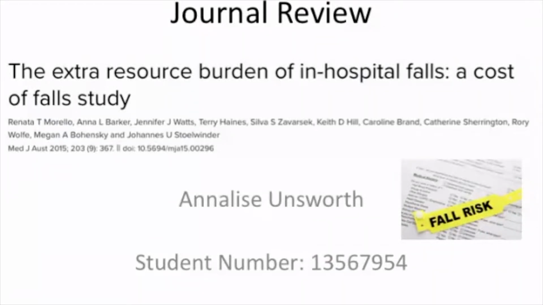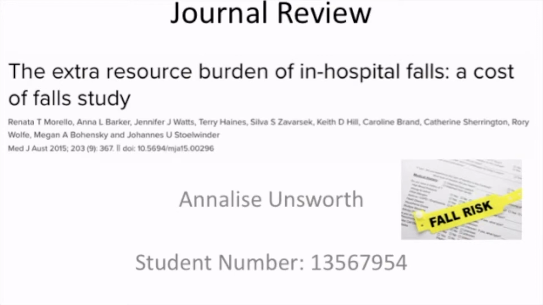This presentation will explore the study from the Medical Journal of Australia published in 2015, titled The Extra Resource Burden of In-Hospital Falls, a Cost of Falls Study. The purpose of this assignment is to present an overview of the paper, followed by a comment on the relevance to the Northern Queensland Primary Health Network, as well as how well this paper adheres to the STROBE checklist, and therefore its implication on health policy.